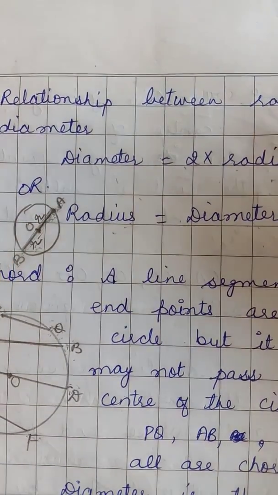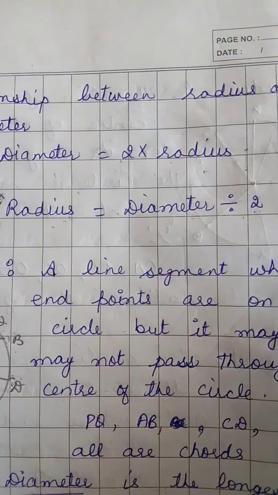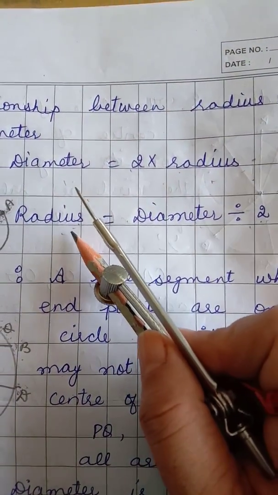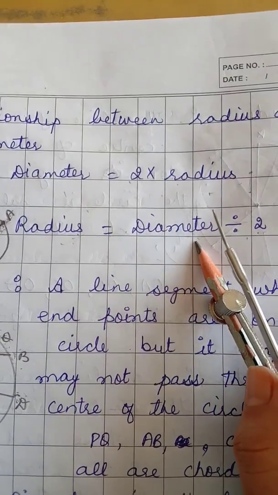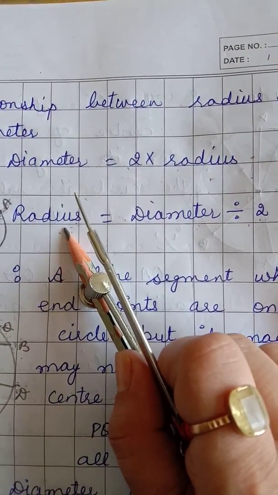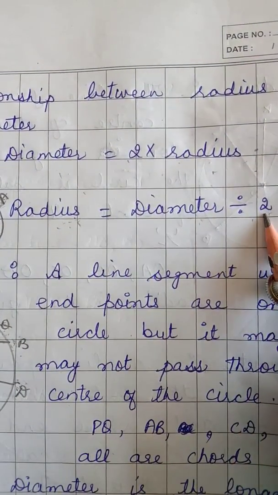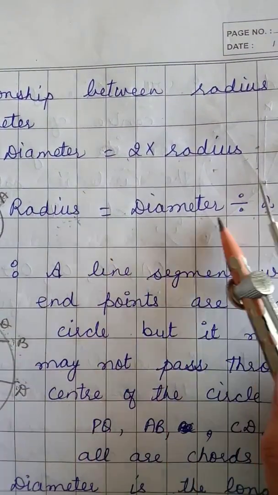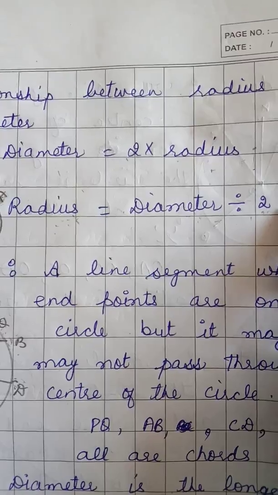Diameter of the circle is 2 times radius, and if we are given diameter and we have to find out radius, then we will halve the diameter. Means radius is diameter divided by 2.